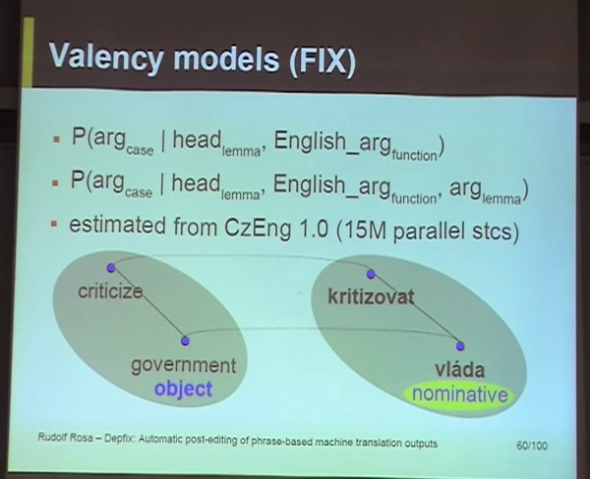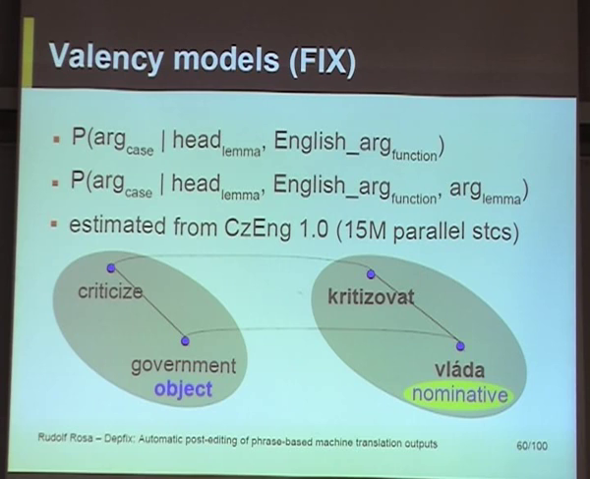What we want to do is to correct the case here. So we train a probabilistic model which models the case of the argument, so here nominative or accusative or whatever, based on the lemma of the head, based on the function of the English argument, here object, and for more fine-grained corrections, we also look at the lemma of the argument, so vláda.